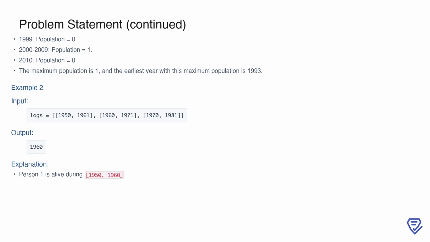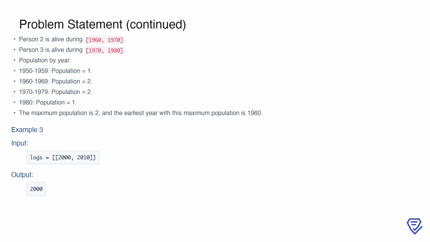In 1999, no one is alive since the first person has already passed away, so the population is 0. Similarly, in 2010, the second person is no longer alive, and the population again drops to 0. By analyzing the population counts, we see that the maximum population is 1, which occurs in multiple intervals, 1993 to 1998 and 2000 to 2009. However, since we are tasked with finding the earliest year with the maximum population, the answer is 1993.